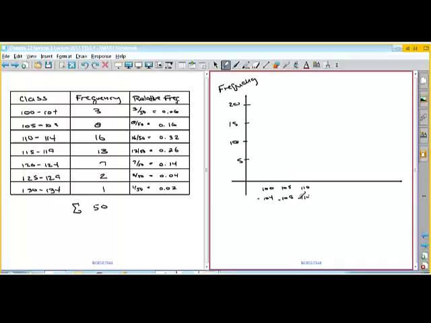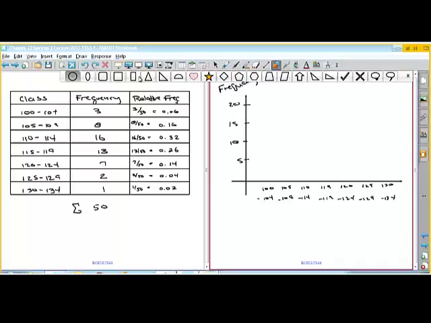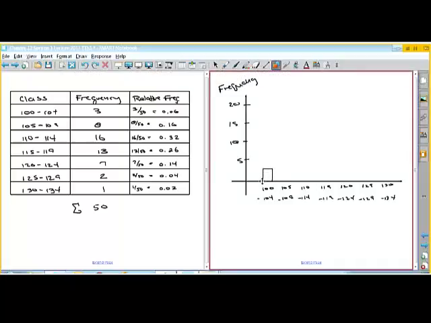And then you have 110 to 114, 115 to 119, 120 to 124, 125 to 129, and 130 to 134. So those are my different classes, and then you would draw vertical bars to represent the number, the frequency.